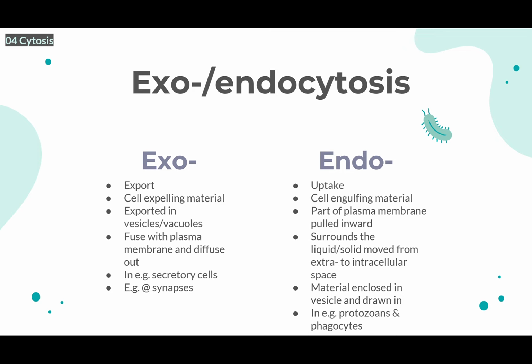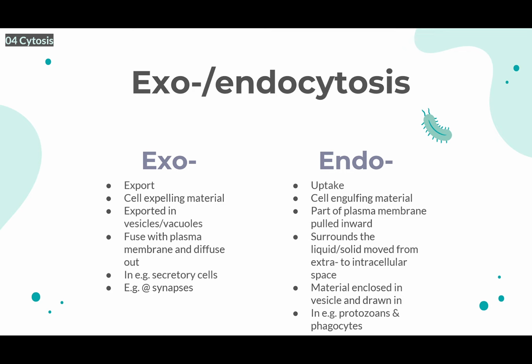And this happens in so-called secretory cells, so cells that secrete a certain material. An example for that could also be the process of synapses. So exocytosis is also there when the synaptic vesicles fuse with the presynaptic membrane and diffuse out into the synaptic cleft.